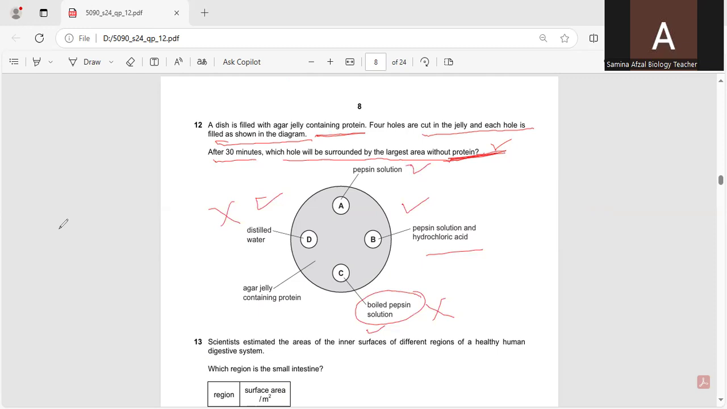But there is one condition: proteins are digested in acidic conditions. So acidic conditions are required. B is the correct option, as the enzyme will digest the proteins, because hydrochloric acid will lower the pH of the reaction, and the pepsin is also there. So proteins will be digested in B, and there will be a clear area around B.